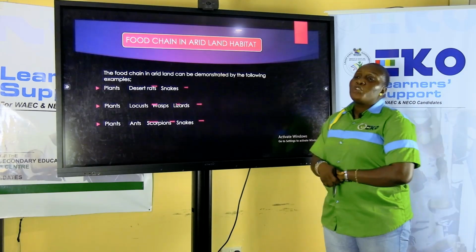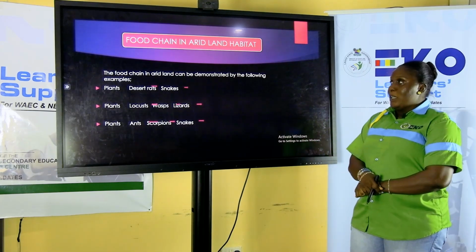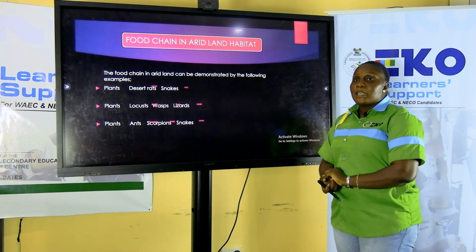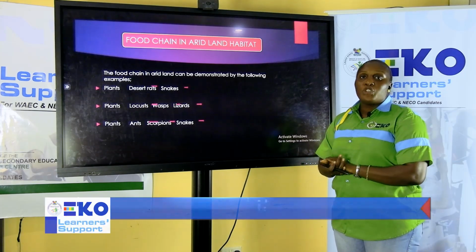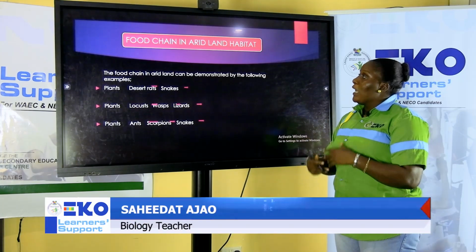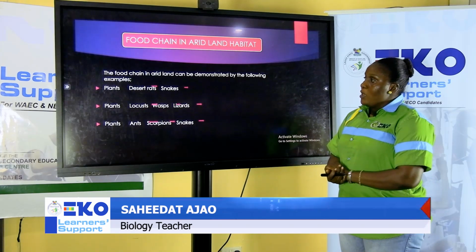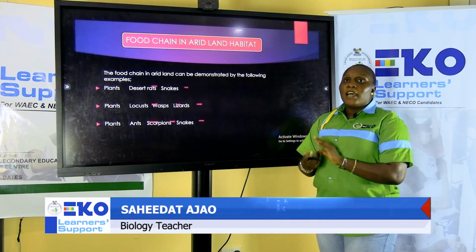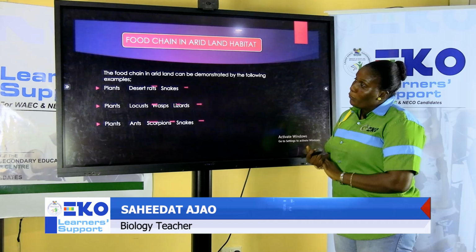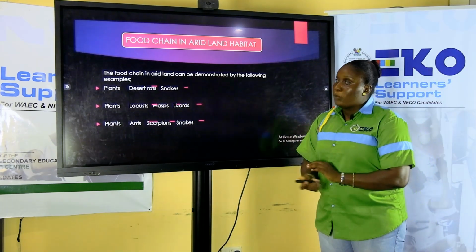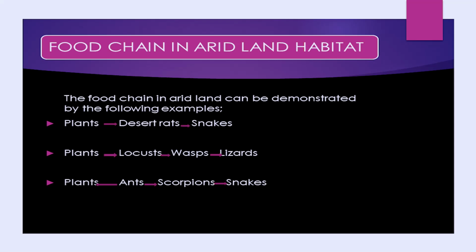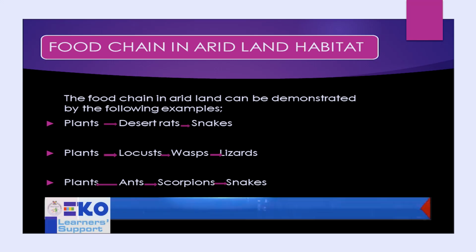So we are looking at the food chain in the arid land. If you go through all our classes or all the habitats we've done so far, you will see that we also look at the food chain, how energy flows in such habitats. So now we're starting from the plants, and I've always told you that a food chain must always begin with a producer. The plant is the producer. Then they have the desert rats feeding on the plants. Then we have the snakes feeding on the desert rats.